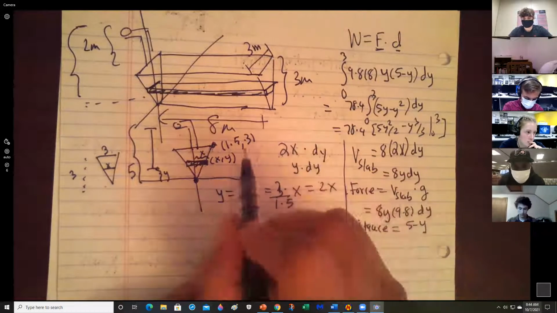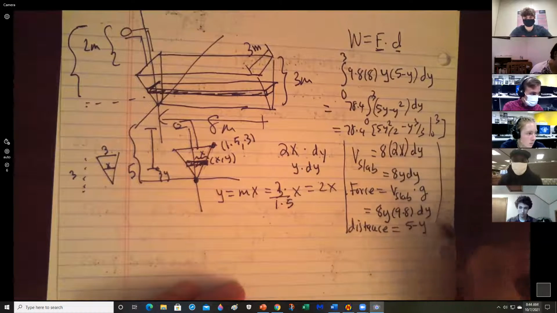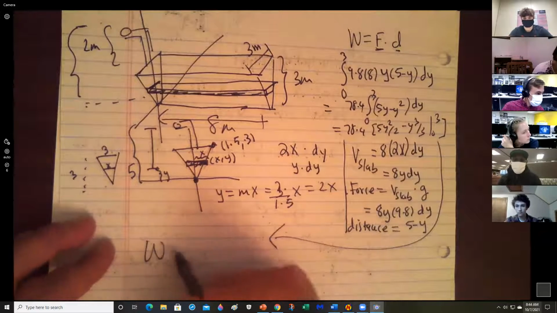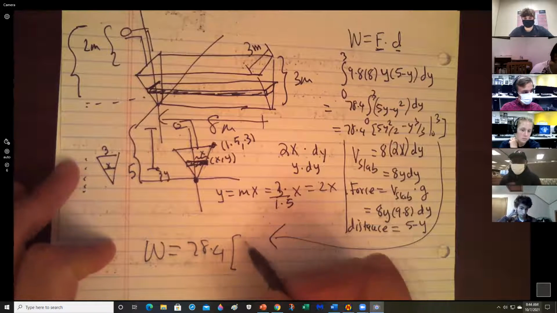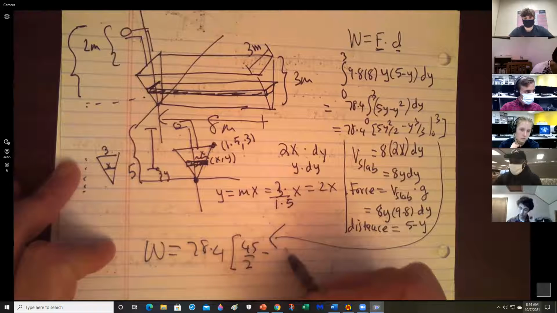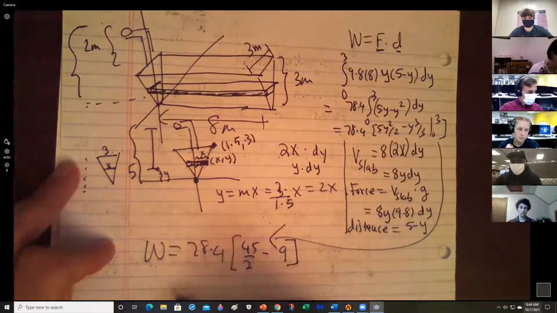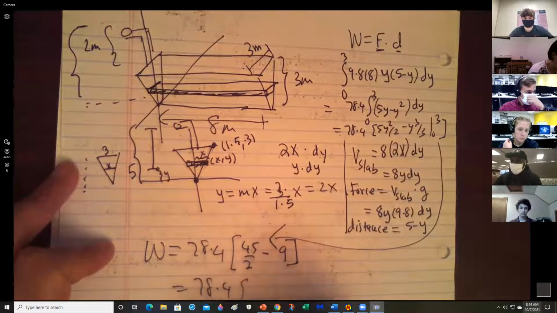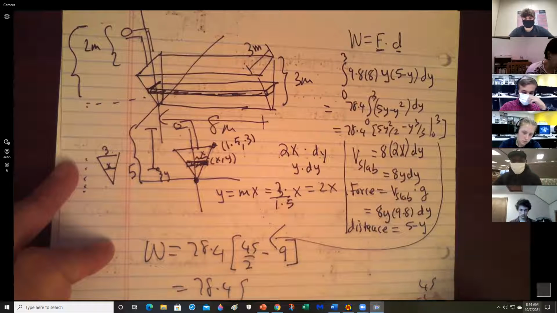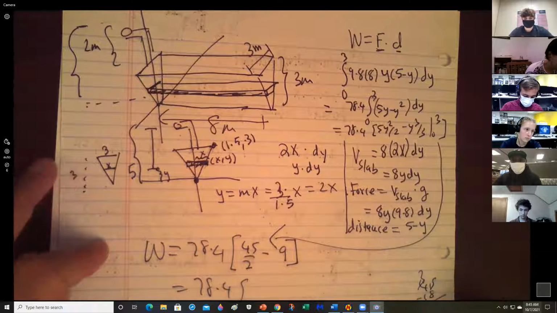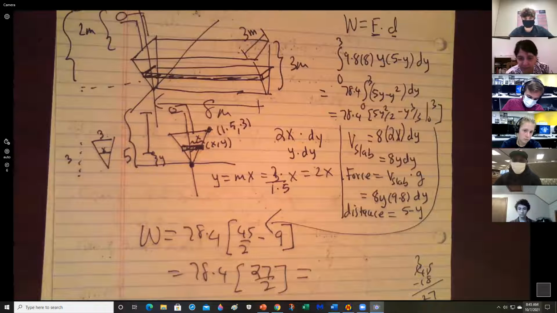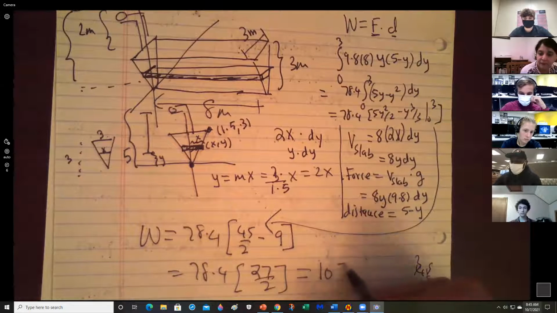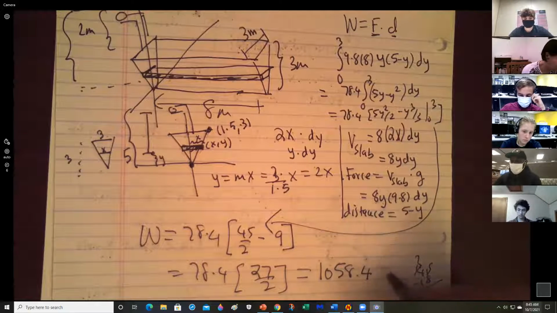So this will become, so work done will be 78.4 times 9 times 5, 45 halves minus 9, 45 minus 18. Okay, 1058.4 joules.